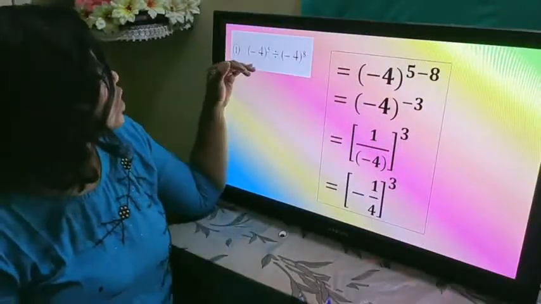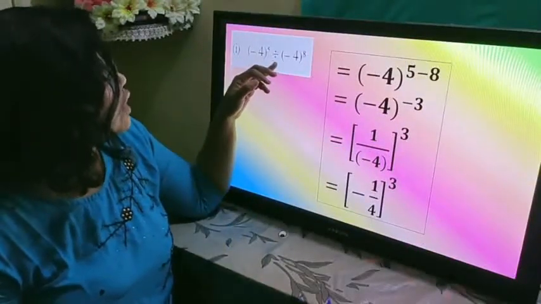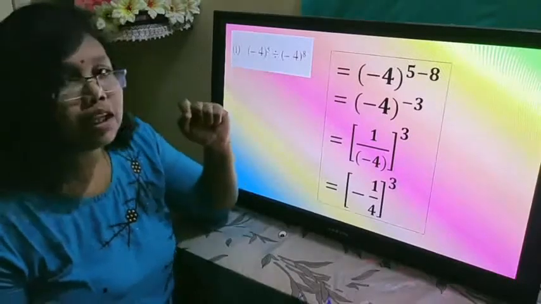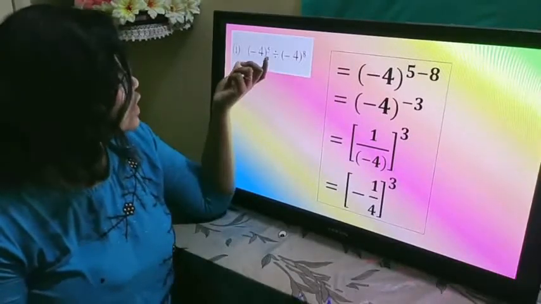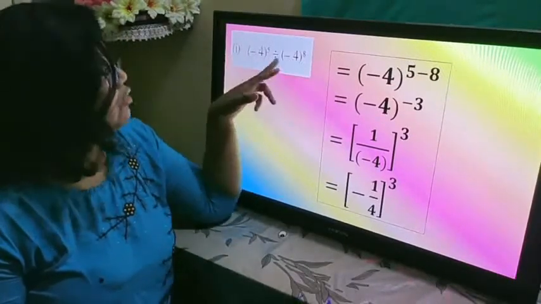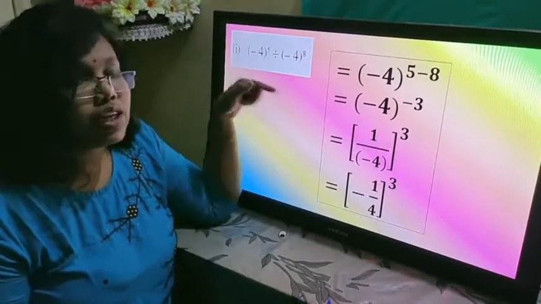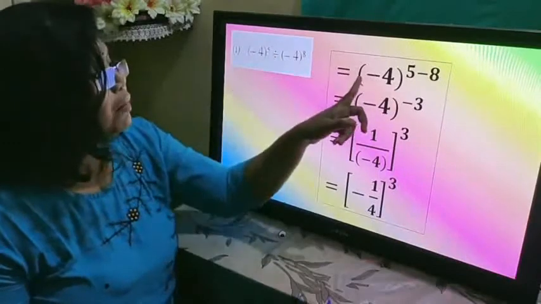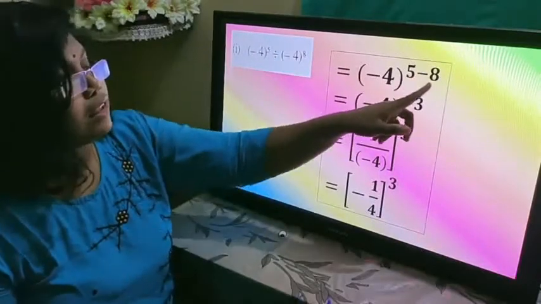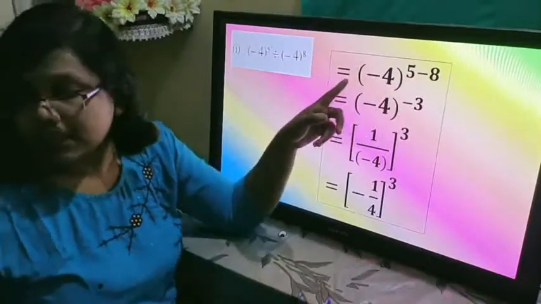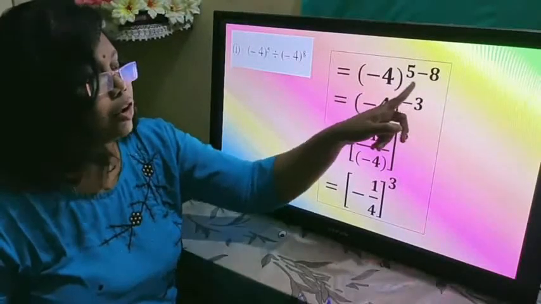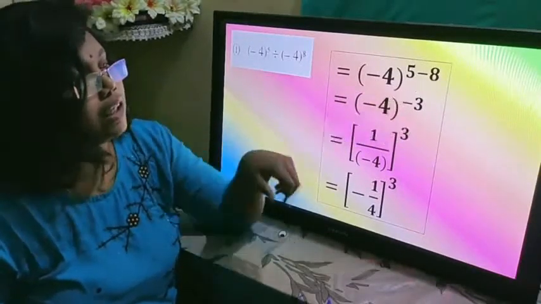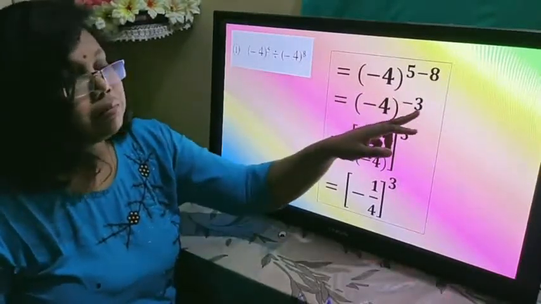Now the next question: minus 4 raised to 5 divided by minus 4 raised to 8. Here, as you can see, the bases are the same and we are dividing. Since we are dividing, we subtract. So minus 4, the base, remains as it is. The indices are going to be subtracted. 5 minus 8 is minus 3.